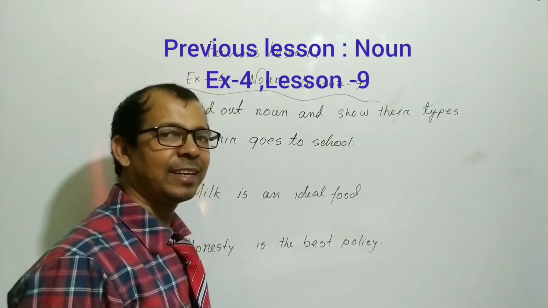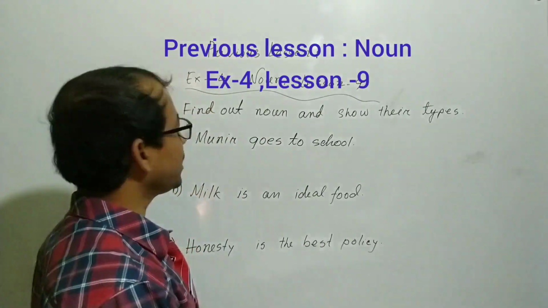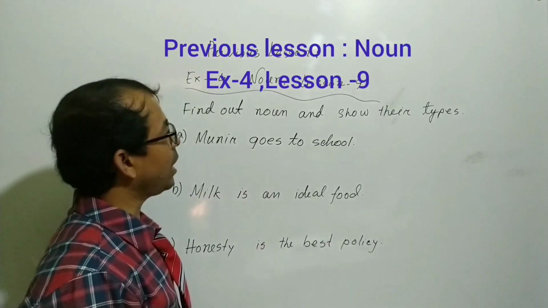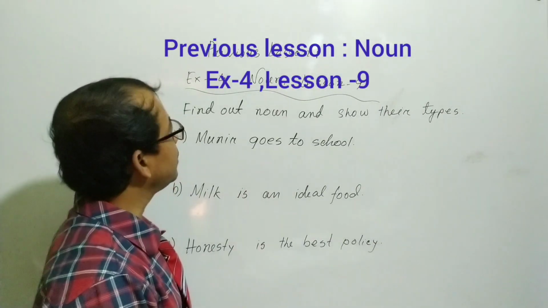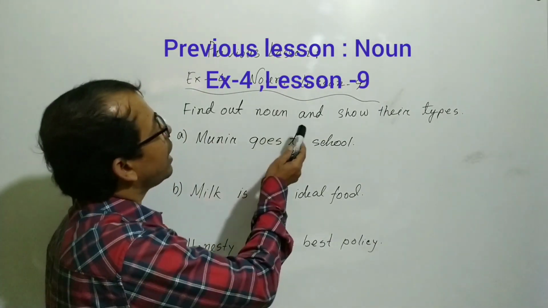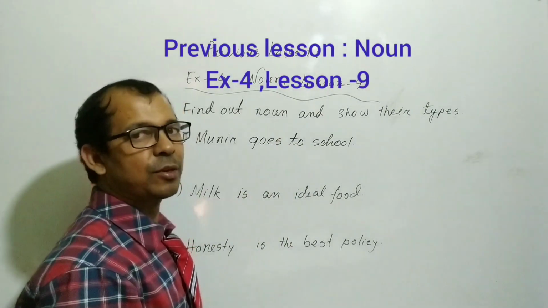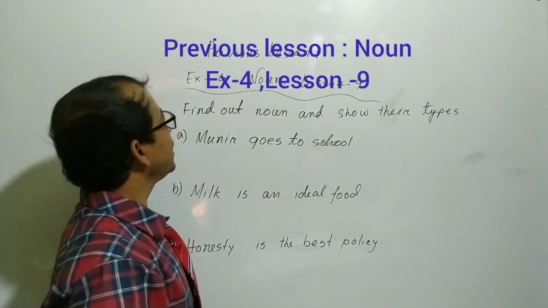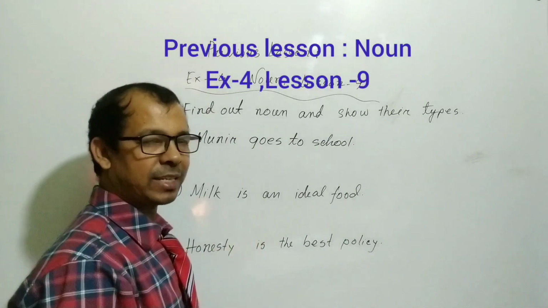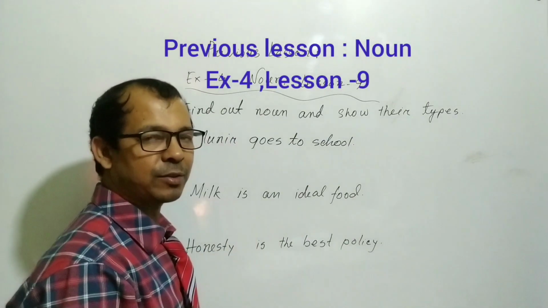Okay, my dear student, exercise 4, noun, lesson 9. Find out noun and show their types. So, my dear student, at first you have to find out the nouns from the sentence and you have to tell what kind of nouns are these.